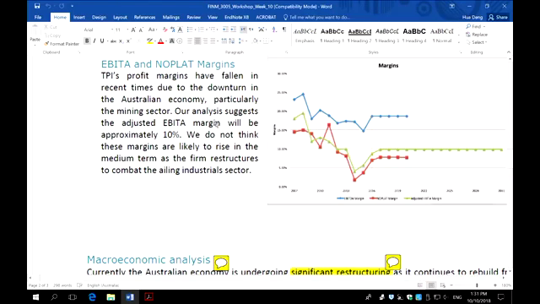Our analysis suggests the adjusted margin will be approximately 10%. That's the green line, adjusted EBITDA margin. That's the output from your KGW model. We do not think these margins are likely to rise in the medium term as the firm restructures to combat the ailing industry sector.